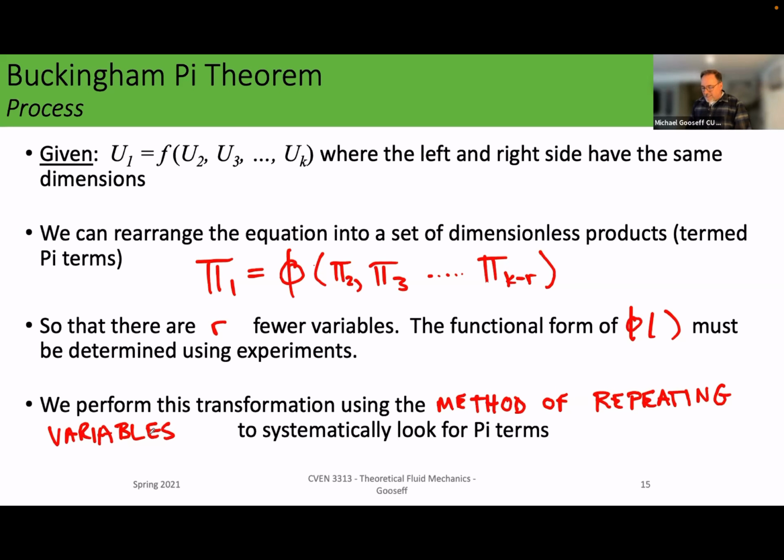To systematically look for pi terms is what we're doing here. Professor, what does that say? It says the functional form of phi. Oh, phi of whatever. It just means phi of two parentheses. Gotcha. Thanks. Sorry, that didn't come out very clear.